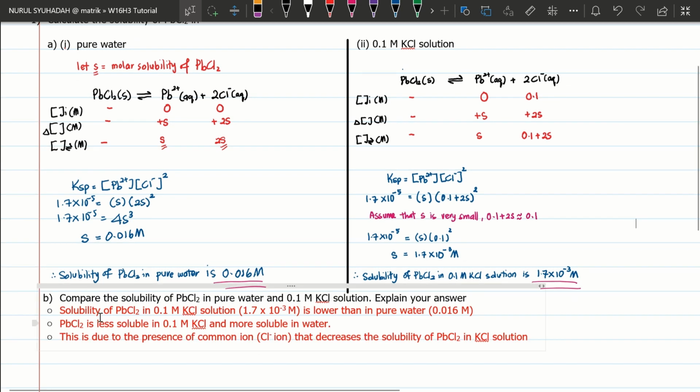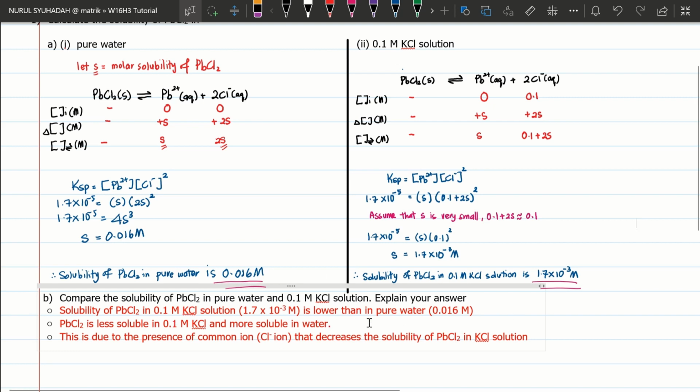Okay, so this is how you answer this question. First, awak akan nyatakan statement yang pertama ni: solubility of PbCl2 in 0.1 molar KCl solution is 1.7 times 10 to the power of negative 3, lower than in pure water. Atau you can do the other way around. Awak nak kata solubility of PbCl2 in pure water is higher than in 0.1 molar KCl solution. Okay. Tapi senangnya awak buat dalam bentuk ayat macam ni.